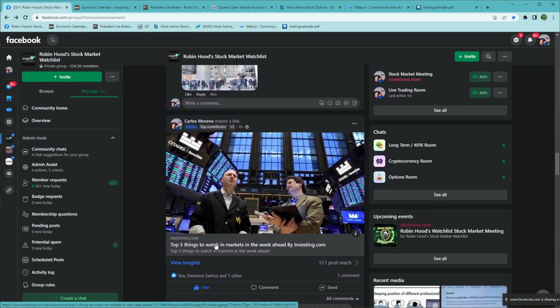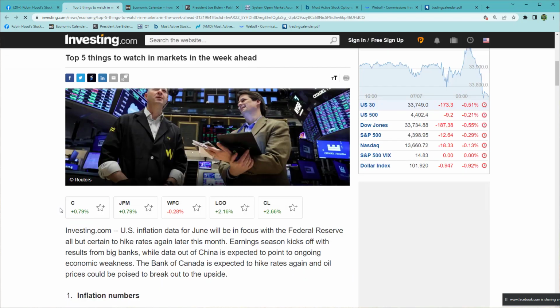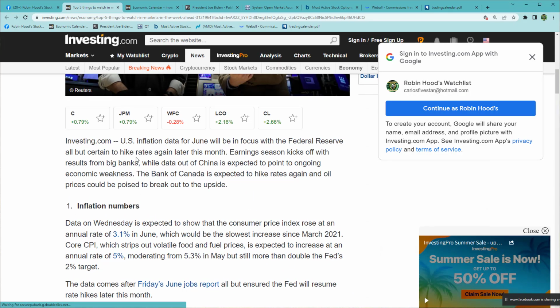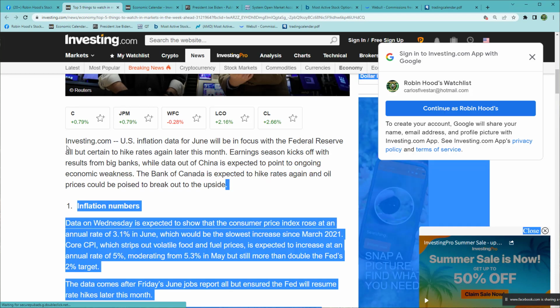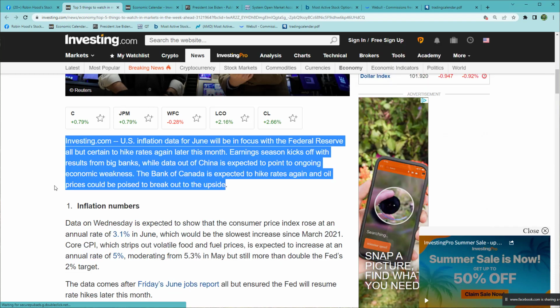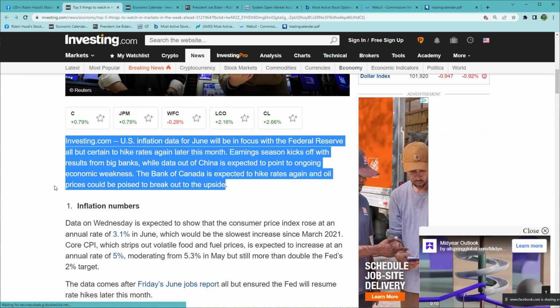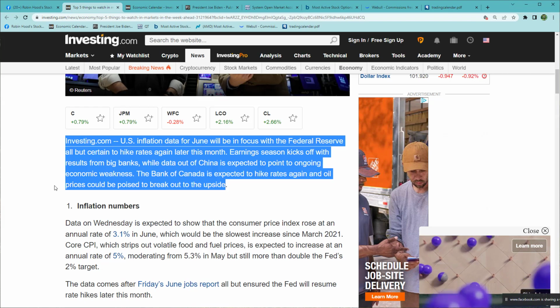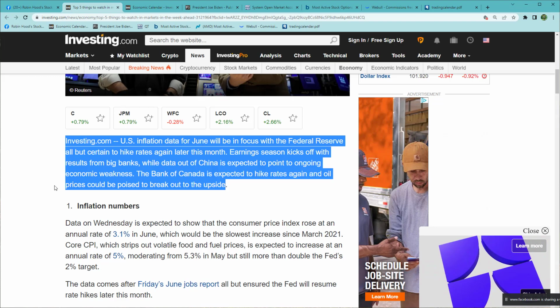Let's take a look at the top 5 things to watch in the week ahead by investing.com. So they're saying basically that the United States inflation data for June will be in focus, with the Federal Reserve all but certain to hike rates again later this month. Earnings season kicks off with results from big banks, while data out of China is expected to point to ongoing economic weakness. The Bank of Canada is expected to hike rates again, and oil prices could be poised to break out to the upside.